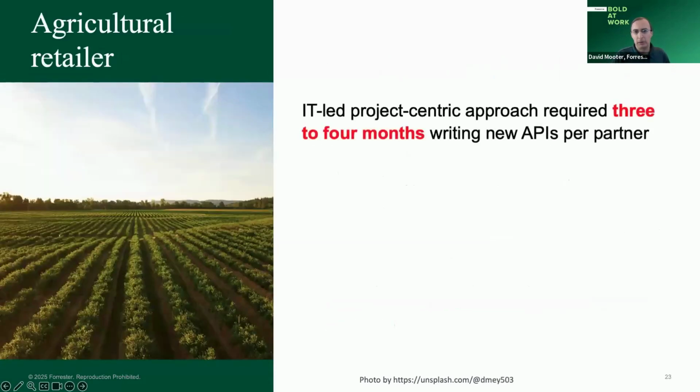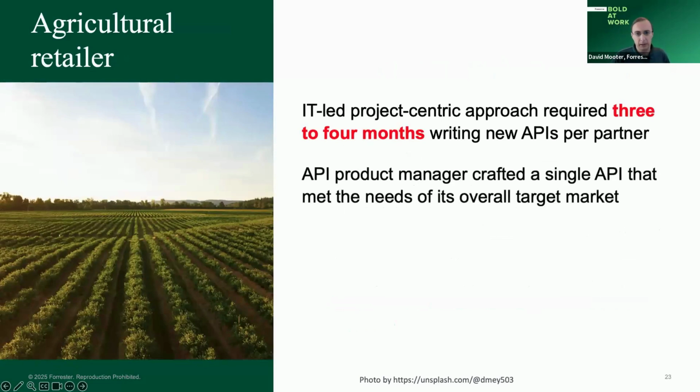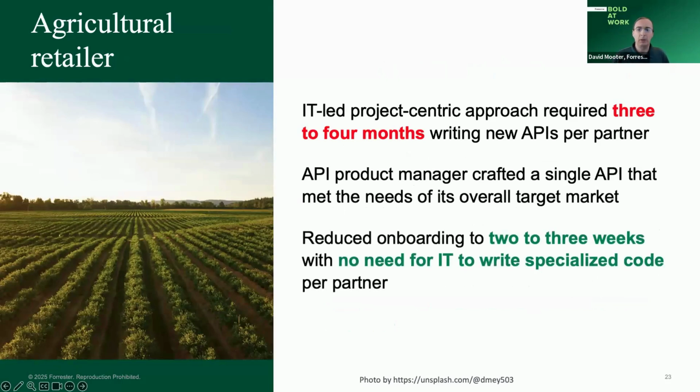Then also an agricultural retailer did an IT-led, project-centric approach. Again, 3 to 4 months writing new partner APIs. The PM comes in, crafts a single API to meet the target market, and they could reduce onboarding of partners to 2 to 3 weeks. So this is the value of having a more business-led API strategy rather than an IT project-led strategy.